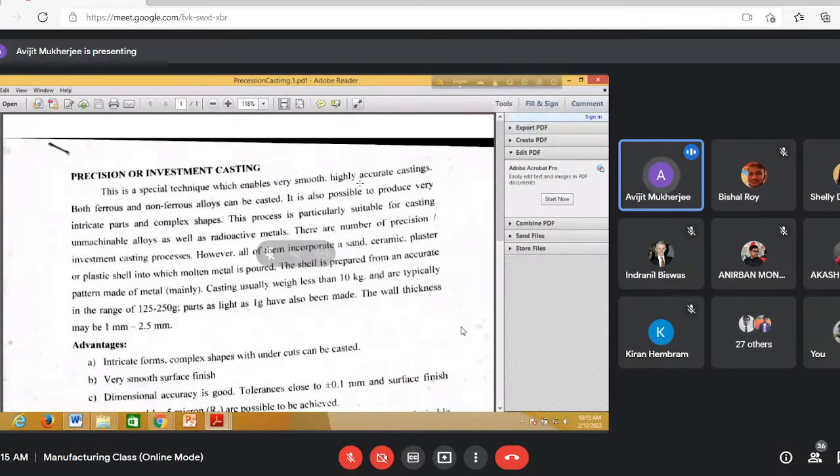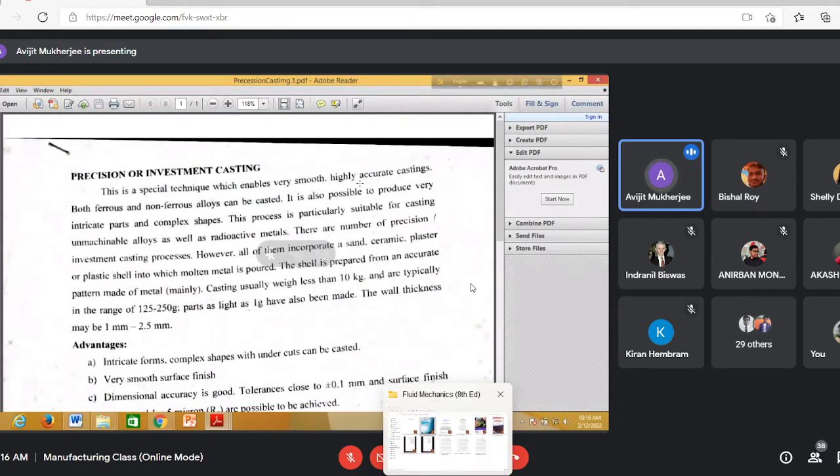This is very important to note, not only accurate and smooth, but particularly this is the importance of this casting. This is particularly helpful for radioactive materials. You know, it is not possible to handle radioactive materials quite ordinarily. Radioactive, very dangerous. But sometimes it is needed to produce something with radioactive materials. So that time, these precision casting techniques are the answer. Any ordinary casting can't solve the purpose.